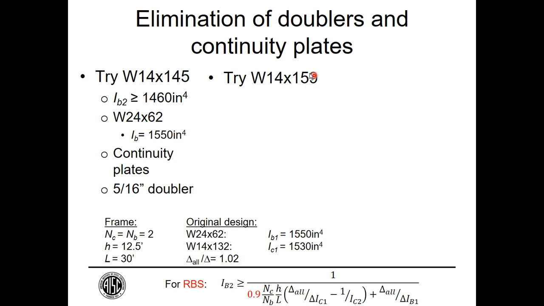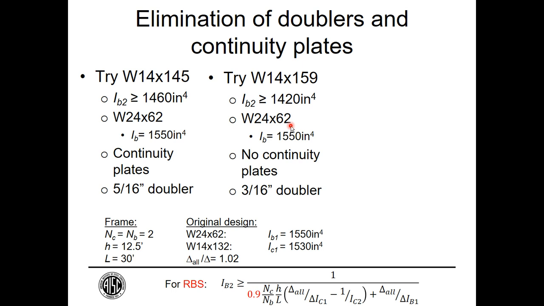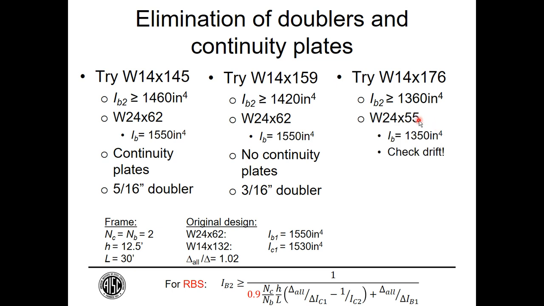I up the column size again. Still need the W24 by 62. However, I get rid of the continuity plates, and the doubler is very thin indeed. So I'm going to try once more, up the column size all the way from 132 to 176. The beam size that I need, I can go down a size. It looks like perhaps I'm right at the limit. I'll need to put it in the model and check the drift. But I get rid of the continuity plates, and I get rid of the doubler. So that is pretty big.